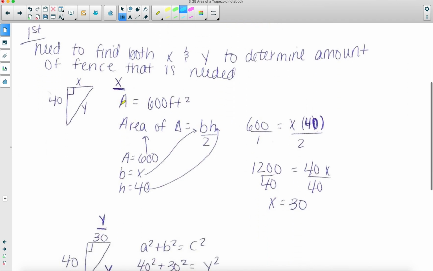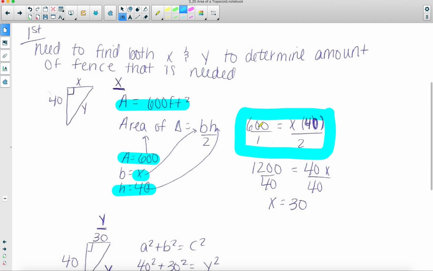So with that being said, here's what I know. The area is 600 square feet. So my area is 600. My height is 40. The base is missing. I'm going to let that be x. So I substituted in everything I knew, and I created this over here. I have my area, my missing base, my height at 40, and then part of the formula is to divide it by 2.